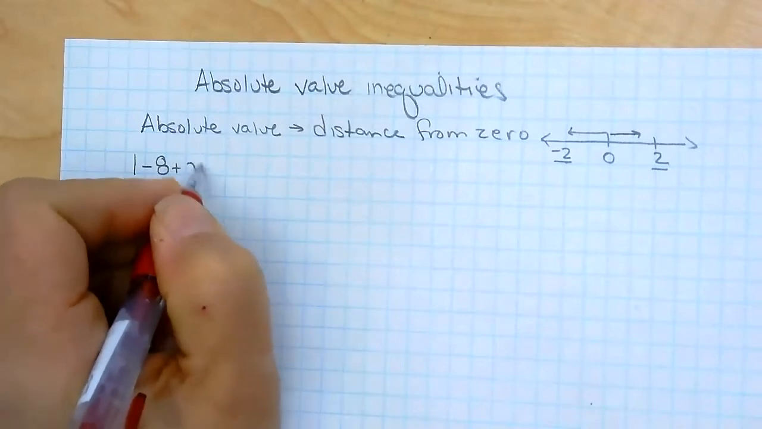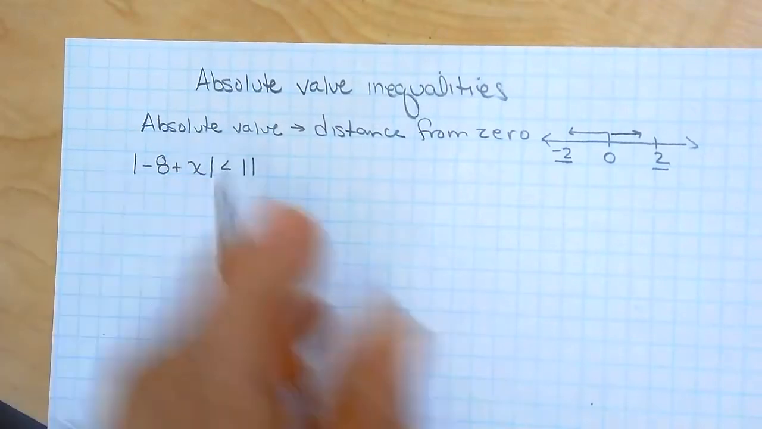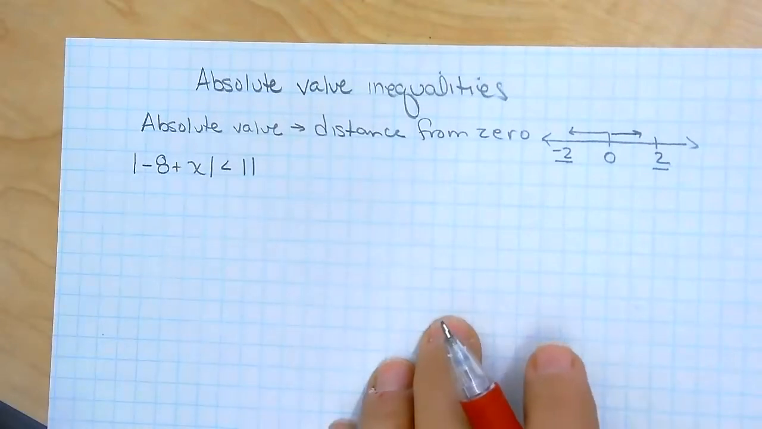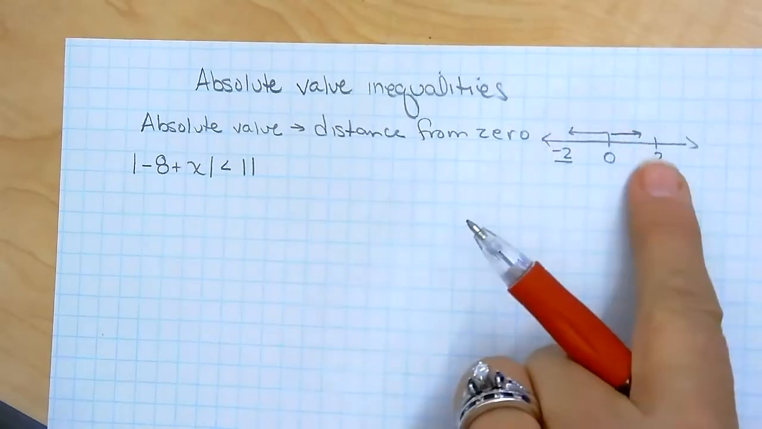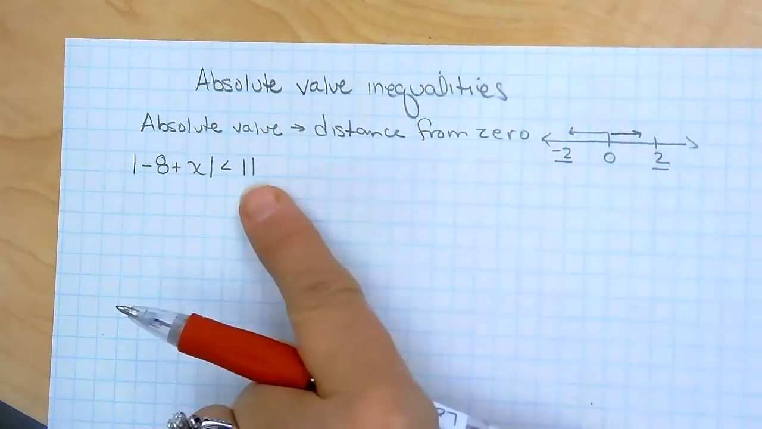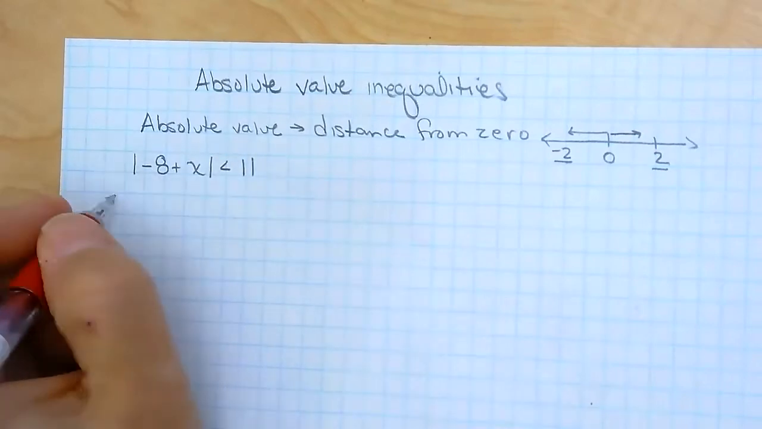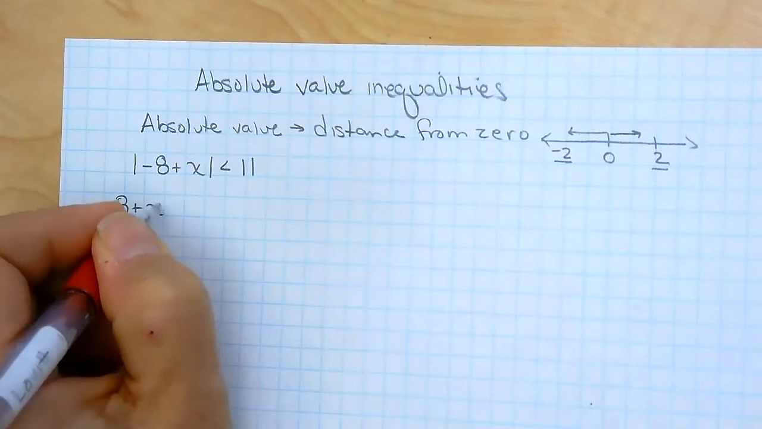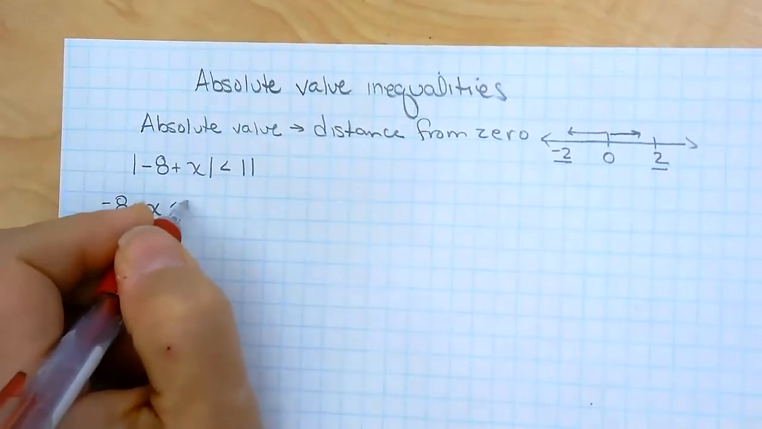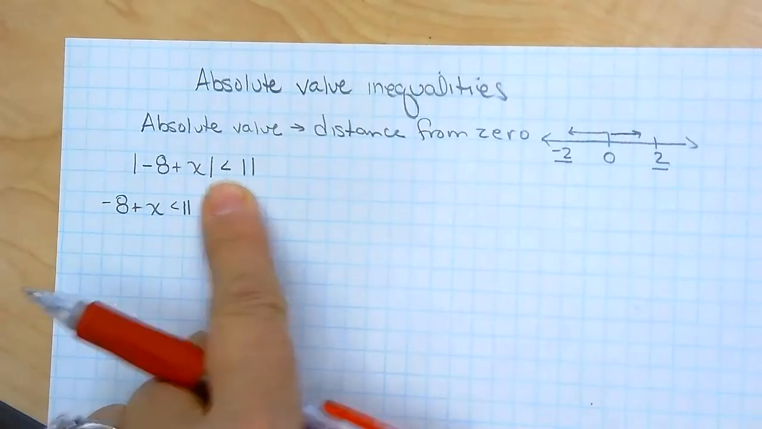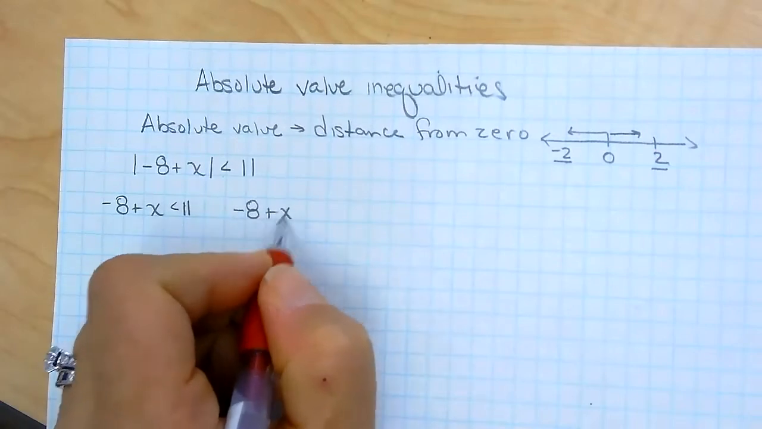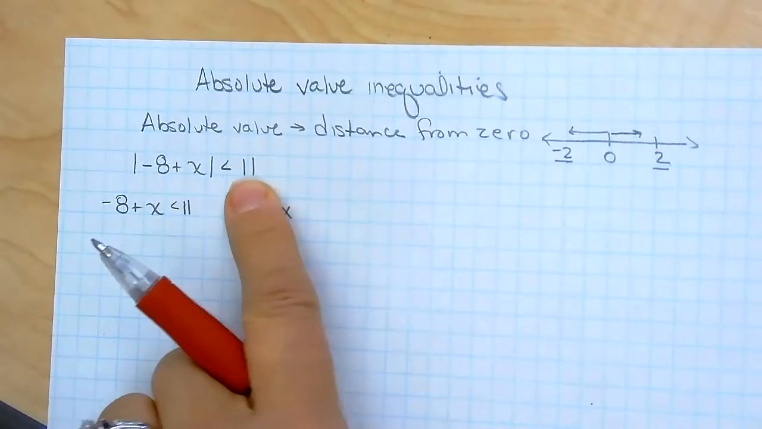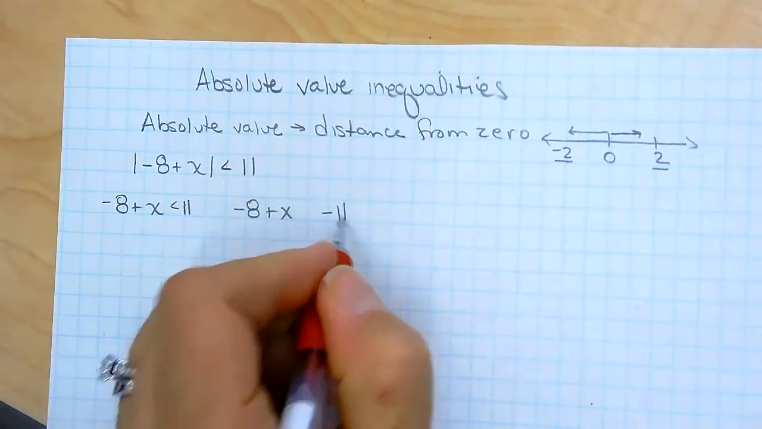|-8 + x| < 11. Okay? So to solve this, we're going to solve it exactly like we did inequalities. But because we have 2 directions that our number line can go, we're going to need 2 different equations. So my first equation is -8 + x < 11. So it's exactly the same as what we have here. That gives me my positive direction. Now I have a second one of -8 + x, but this time I'm going to go in the negative direction, so that 11 changes to a -11.